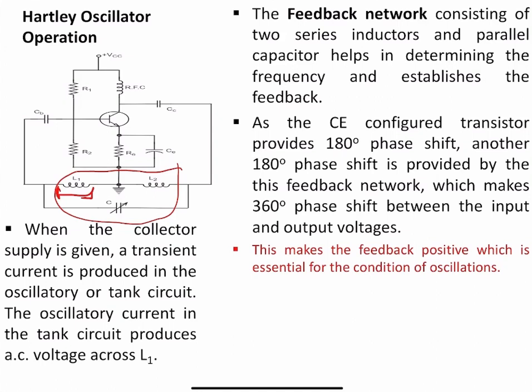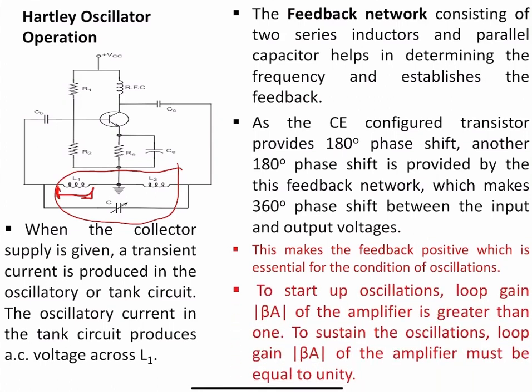Now come to the startup of oscillation. To start up oscillation, the loop gain must be greater than 1, but to sustain the oscillation, the loop gain of this oscillator circuit must be equal to unity.